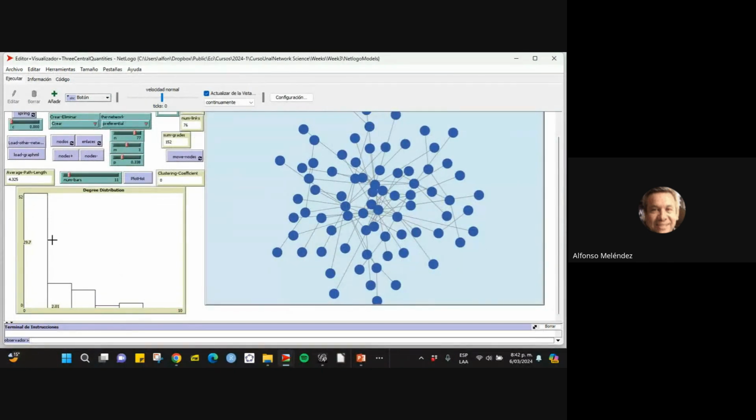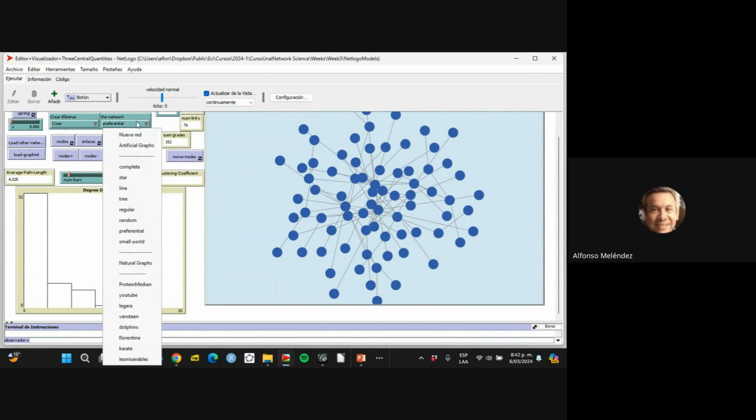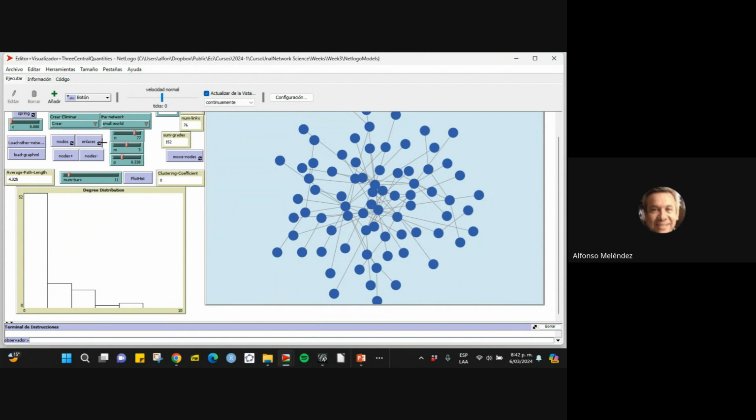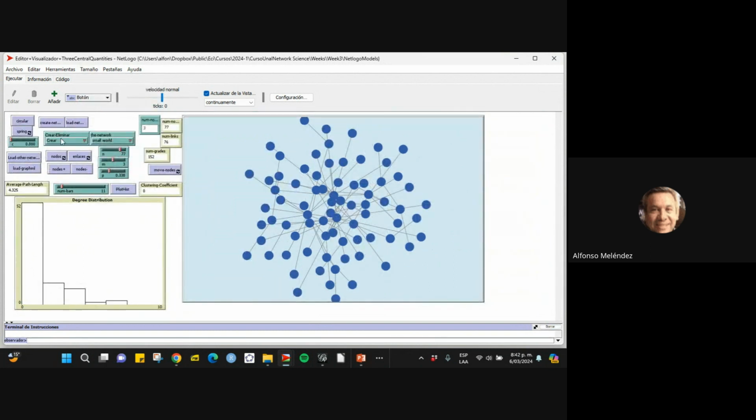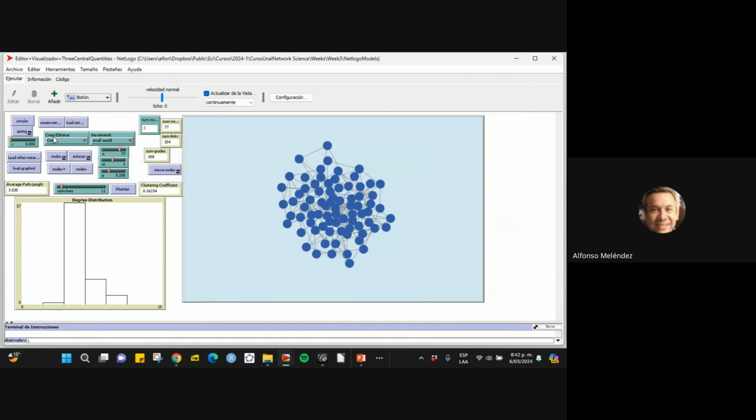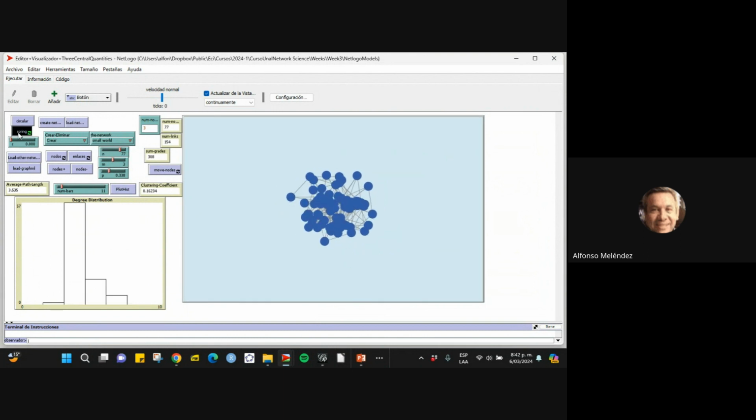The degree distribution is similar to the protein network. Lots of nodes with small degree and the hubs here. Small world networks. I guess the most important model of networks is the small world networks. Let's see.